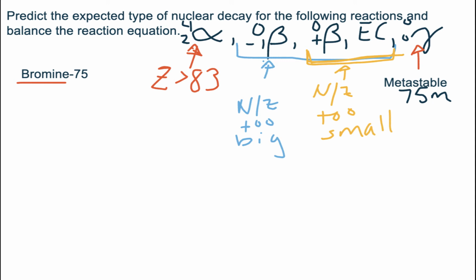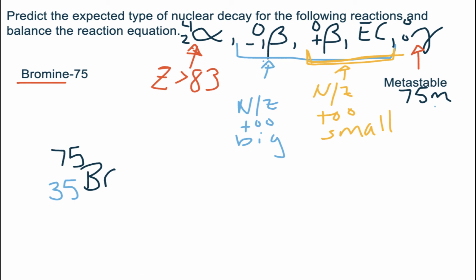All right, so let's look at our example that we have here. We want to predict the type of nuclear decay that we would see in a bromine 75 atom, and we want to balance the reaction equation. So the first thing we'll do is we'll write our bromine with the 75 mass number up here. Next, you want to head on over to your periodic table and find the atomic number of bromine. The atomic number of bromine is just its number on the periodic table, right? That number tells you how many protons there are in the atom. So bromine has 35 protons.